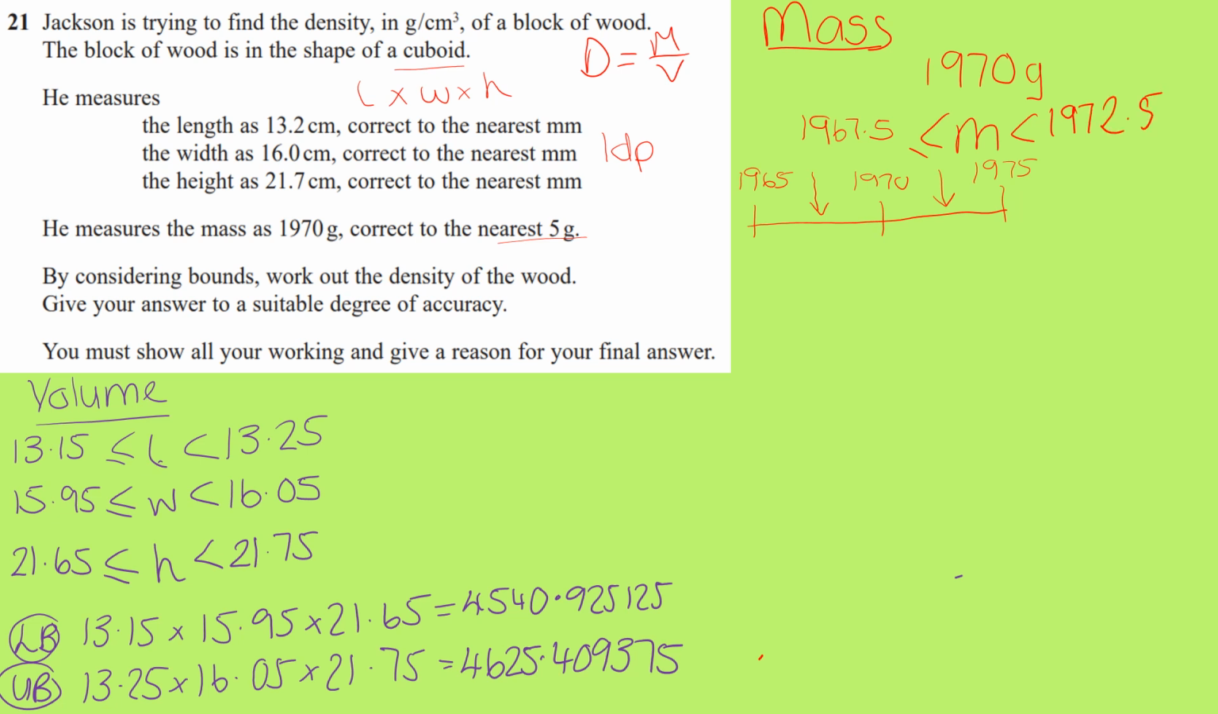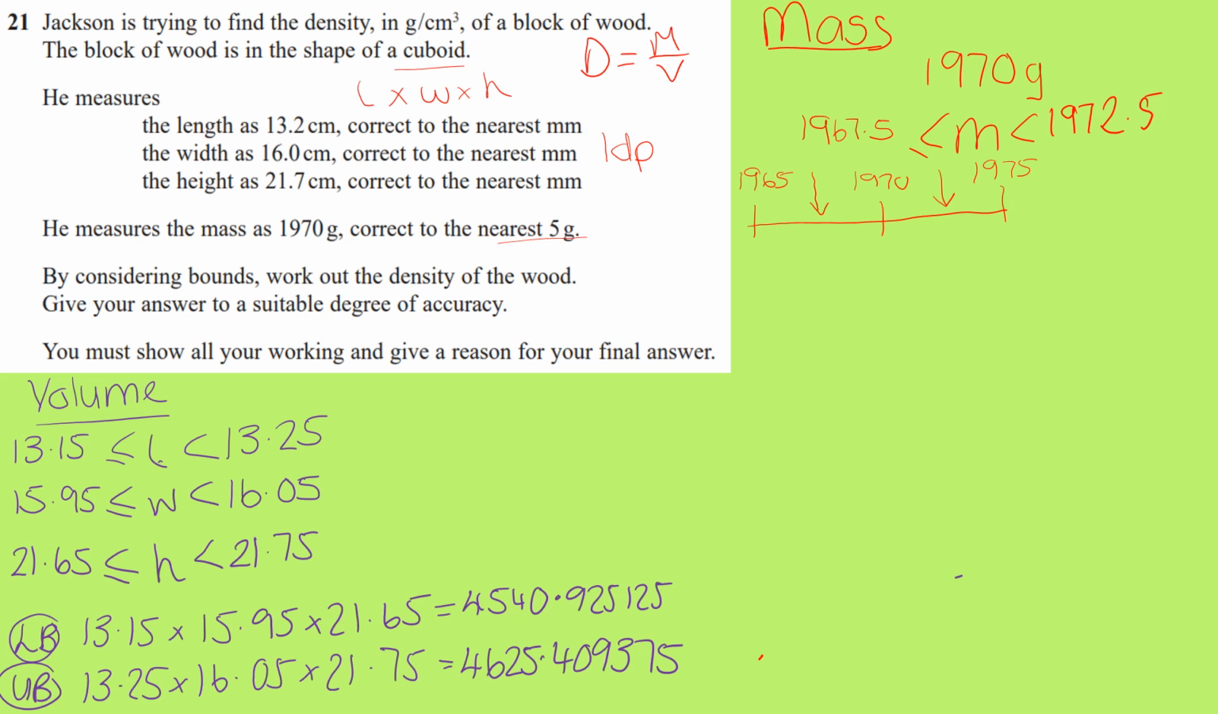1972.5. The other way to think about this is to think about, well, if I'm rounding to the nearest 5, what's half of that? It's 2.5. So what's 2.5 below? What's 2.5 above? So it's half of what we've rounded to. Okay. So there's my bounds now for mass.